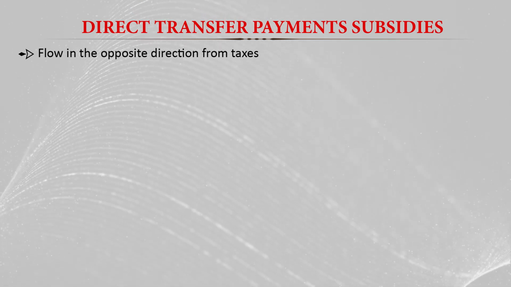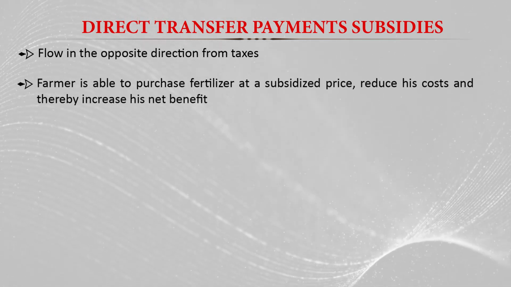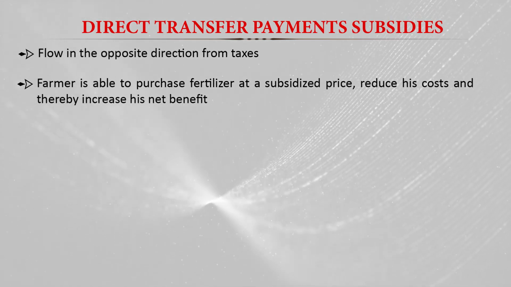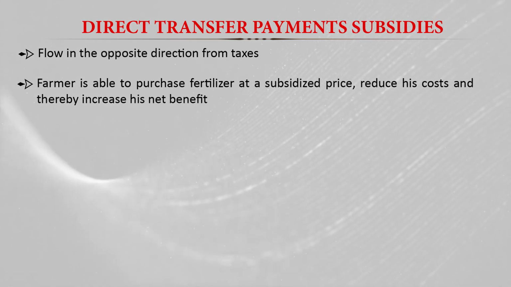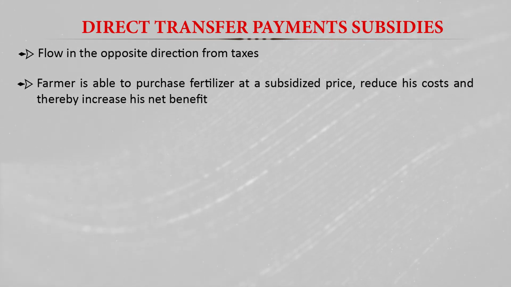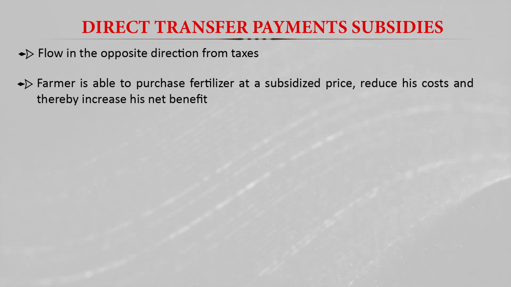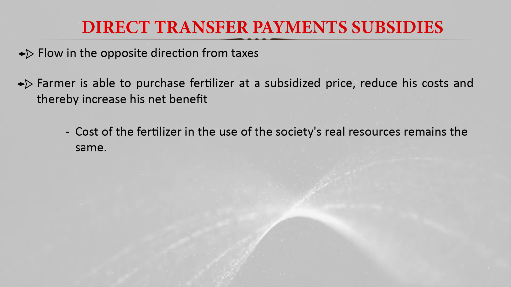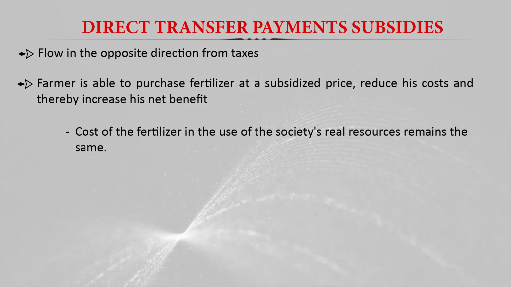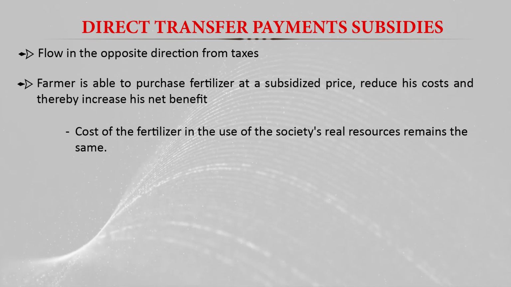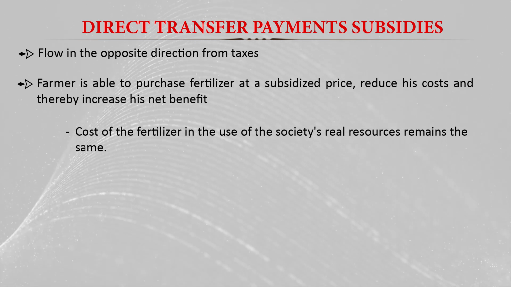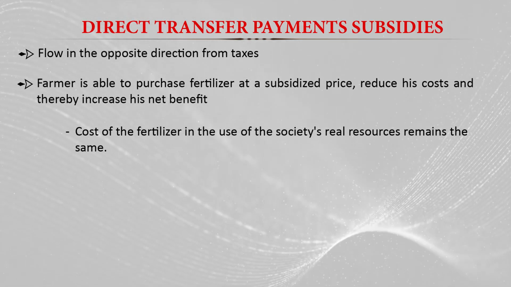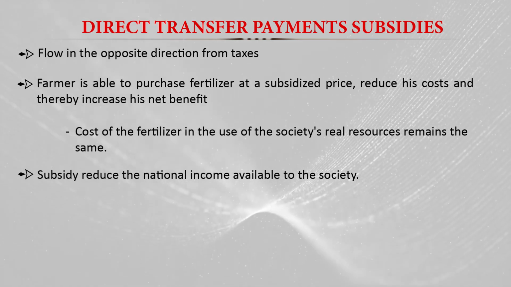So here expenditure is from the government side. If government is providing the subsidy, the farmer is able to purchase fertilizer at a subsidized rate and reduce his cost and thereby increase his personal net benefit. So the cost of the fertilizer in the use of the society's real resources remains the same. Here the government is transferring its income, its resource, to the farmer. So there is no increase in the societal income. So subsidy reduces the national income available to the society.